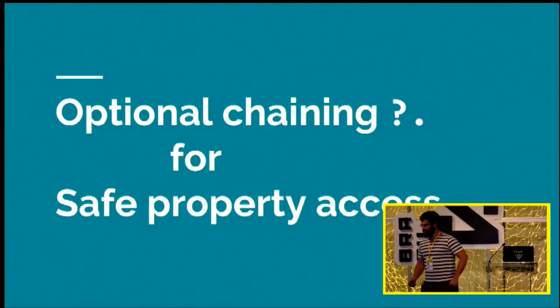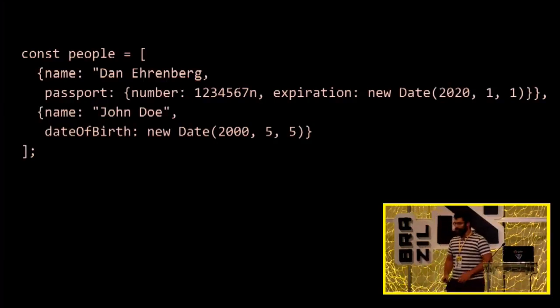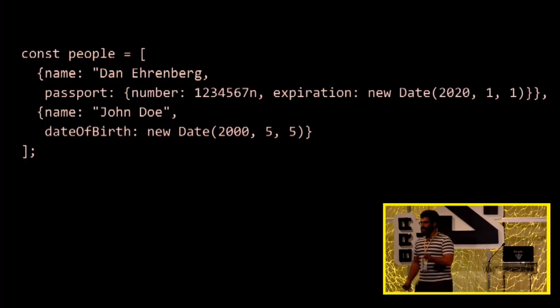So first, let's talk about why we might want to make these new language features. And let's start with optional chaining. This can provide safe property access. What do we mean by safe? So, for example, let's say we have an array of objects representing people. These objects are alike in some ways and not alike in other ways. They each have a name, for example, Dan Ehrenberg or John Doe, but then some have a passport or some have a date of birth.